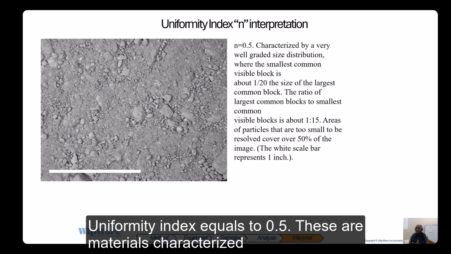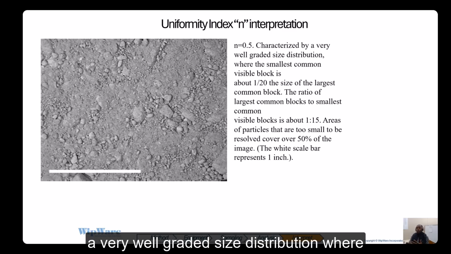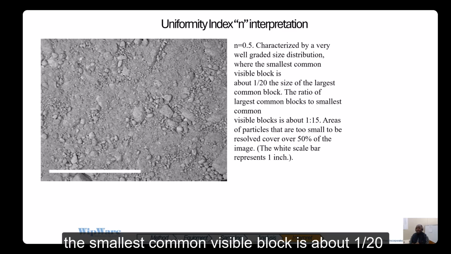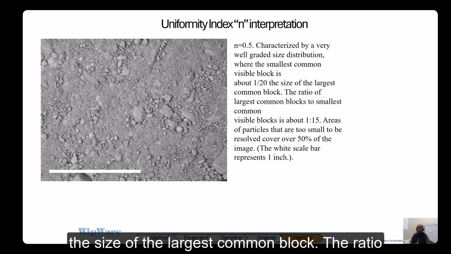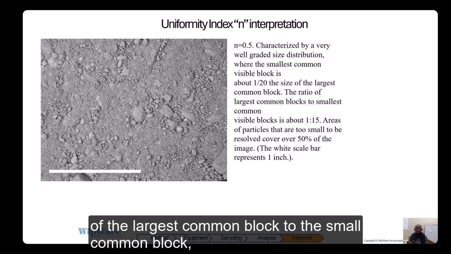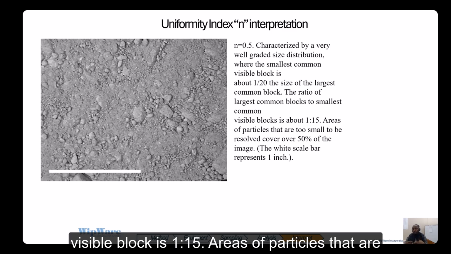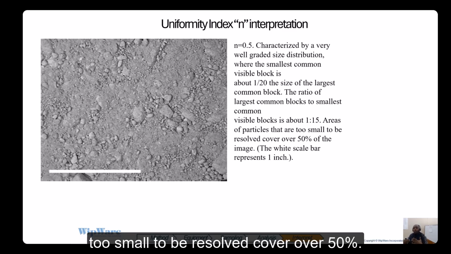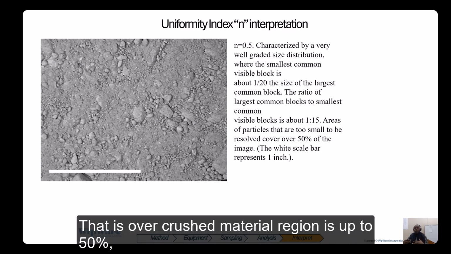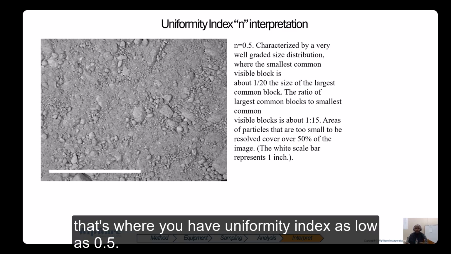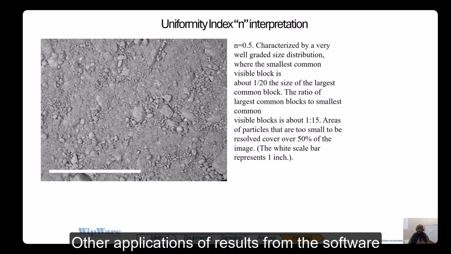These are material characterized by a very well graded size distribution, where the smallest common visible block is about 1 to 20 the size of the largest common block. The ratio of the largest common block to the small common visible block is 1 to 15. Area of particles that are too small to be resolved cover over 50%. That is, over crushed material region is up to 50%. That's when you have uniformity index as low as 0.5.